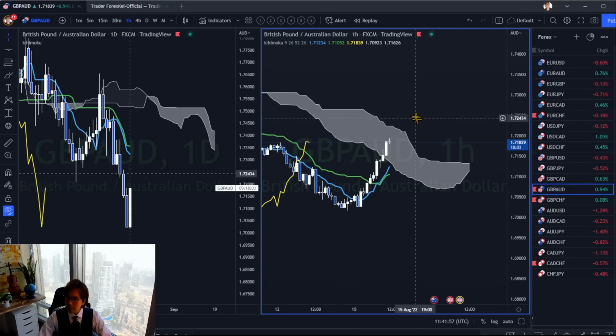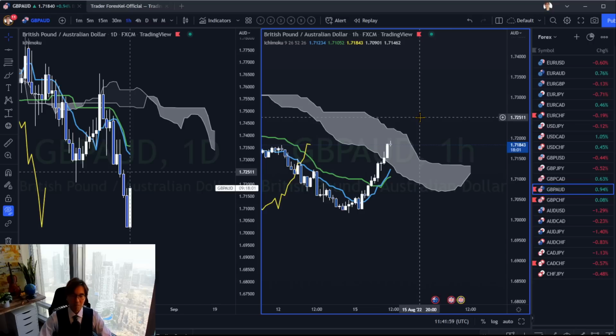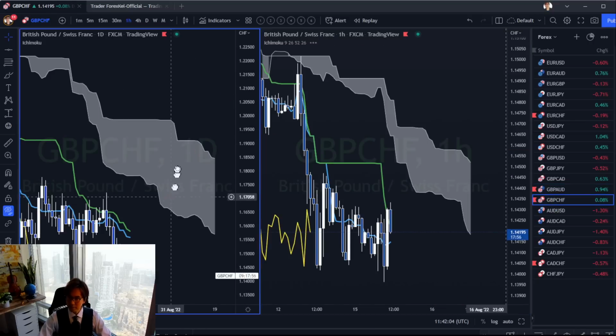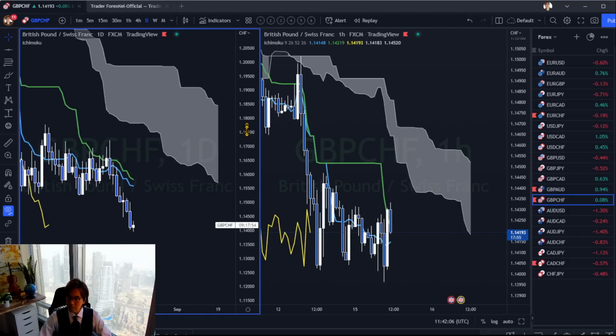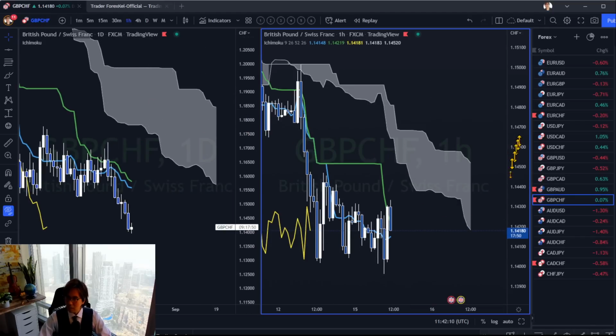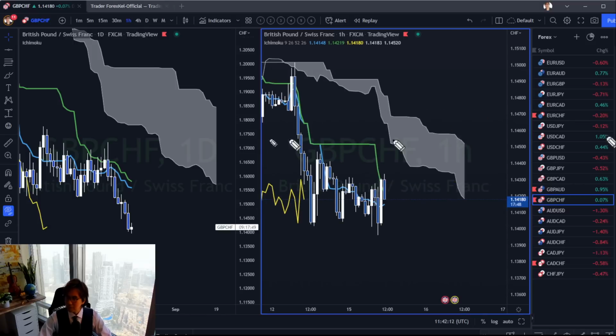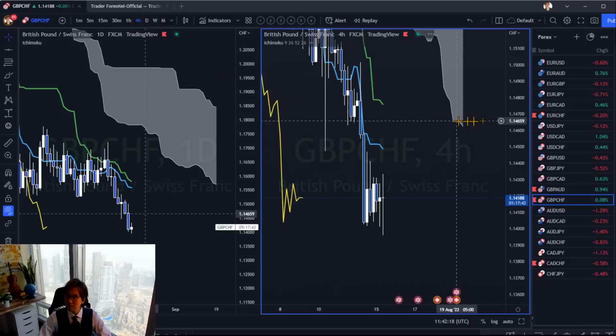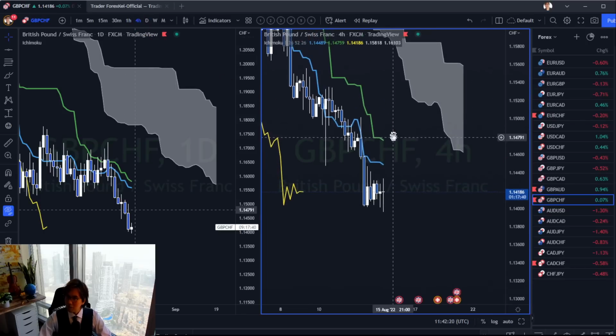So yeah, that's the pound AUD. Let me show you another example on pound Swiss franc. Pound Swiss franc daily is nicely trending down. 4-hour is also trending down. Both time frames are showing... Sorry, this is not 4 hours. Sorry, 1 hour. So again, 4-hour is down.